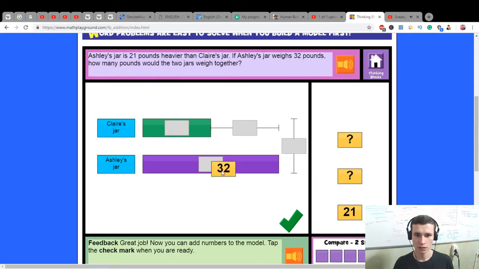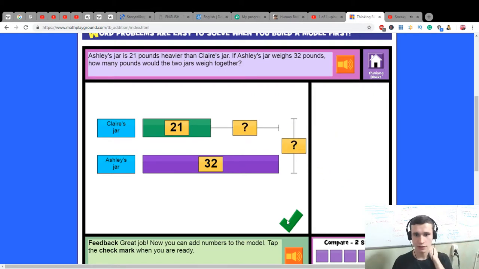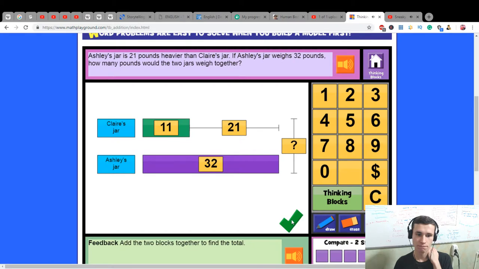It will be 32 here, 21 here. The difference between is 11, and in total is 11 here, 11 here, and together 64. The two jars together to find the total. Yes, 64.